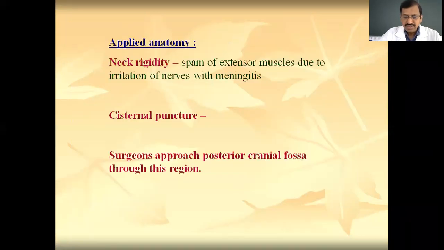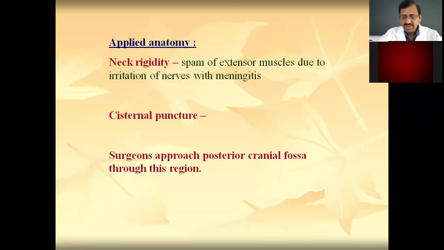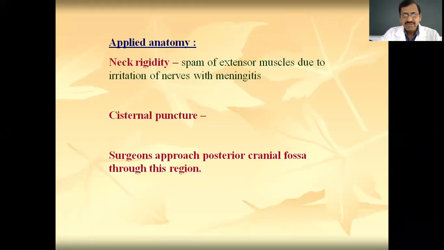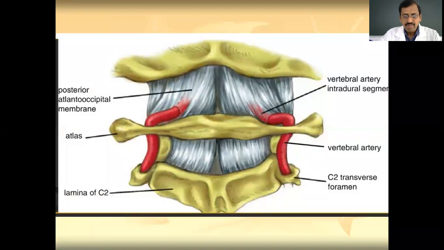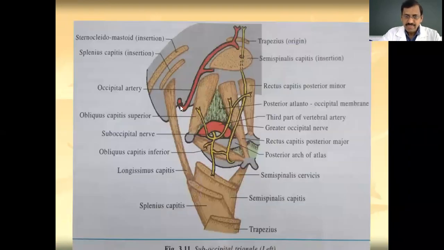Next, coming to another important topic, why you are supposed to know about the suboccipital triangle. This is also very, very important, because this is the most common site for pain, that is neck rigidity. Spasm of the extensor muscles of the neck may produce it, because of these 4 muscles of the neck, which you already know: the rectus capitis posterior major, obliquus capitis superior, obliquus capitis inferior, and rectus capitis posterior minor. These are the four muscles.